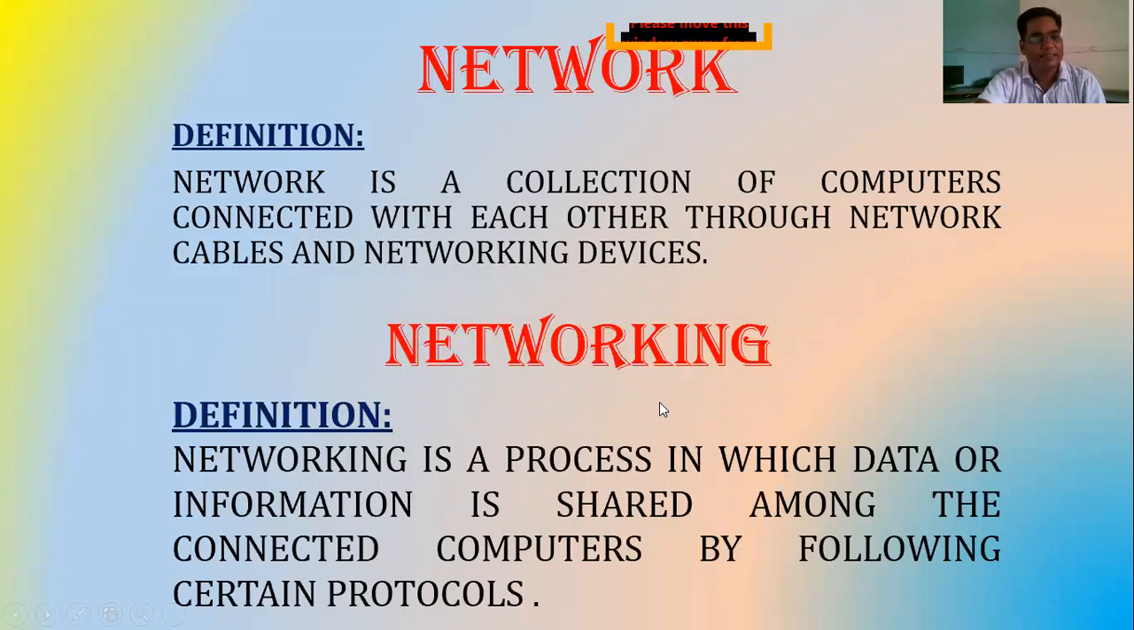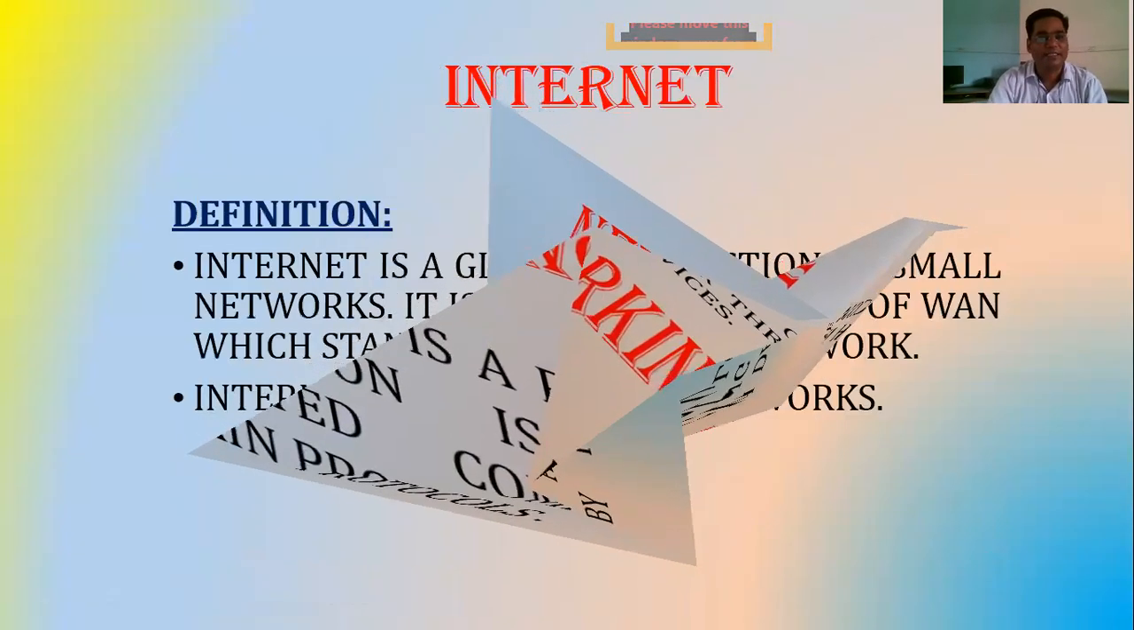The next thing is networking. There is a great difference between network and networking. We have to understand this difference. Dear students, the definition of networking is a process in which data or information is shared among the connected computers by following certain protocols. Means to say, when we share any kind of data or information among connected computers, we have to follow certain rules, otherwise we cannot share any kind of data on network.